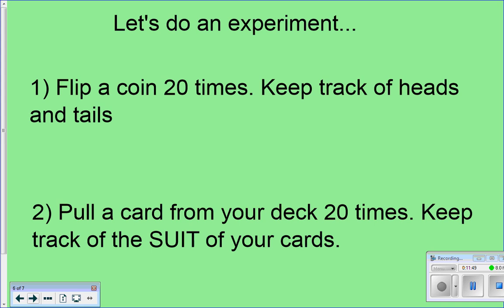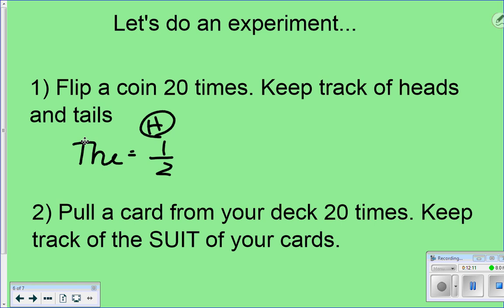First of all, let's talk about a coin. What do we know about a coin? Two sides. Okay? So, in theory, what's my chance of flipping a head? In theory, my theoretical probability is 1/2 for heads.